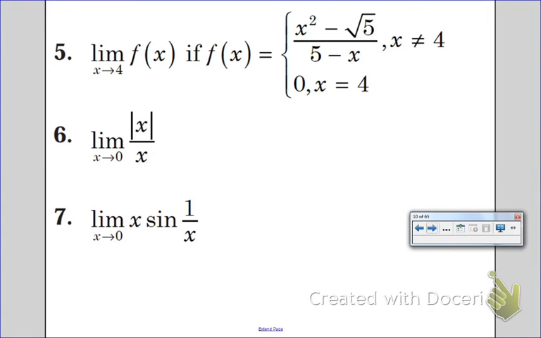Try these 3. Number 7 you can use a calculator for, remember. So number 5 and 6, no calculator. Number 7 is calculator okay.